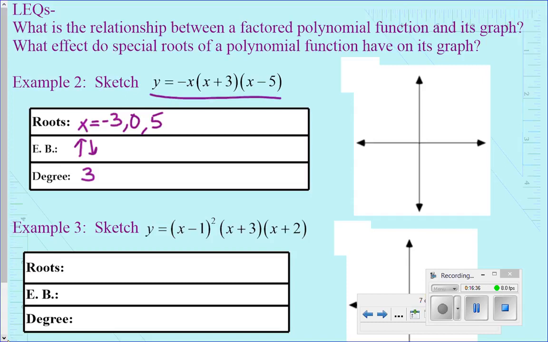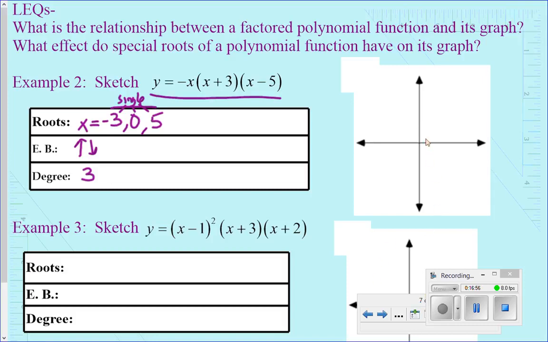So I'm also going to take a moment and decide if those are single roots, double roots, triple roots, or a combination of. So they're all to the first power, which means they're all single roots. So when I graph those, I'm going to make sure that I go through at each one of those roots. So now I'm going to go ahead and make myself a graph.